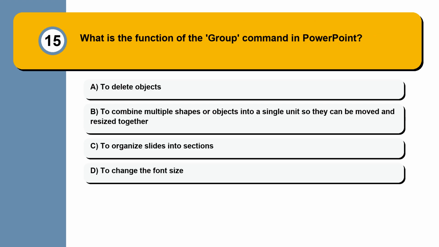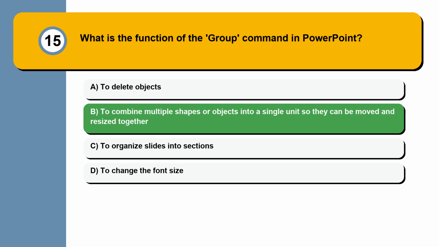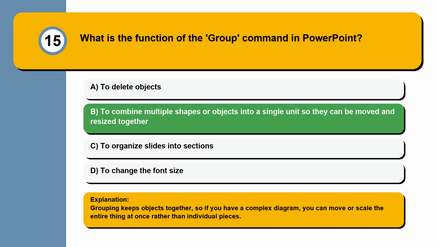Question 15. What is the function of the group command in PowerPoint? To delete objects. To combine multiple shapes or objects into a single unit so they can be moved and resized together. To organize slides into sections. To change the font size. Grouping keeps objects together, so if you have a complex diagram, you can move or scale the entire thing at once rather than individual pieces.